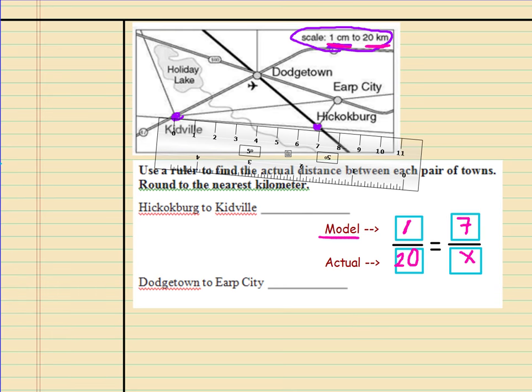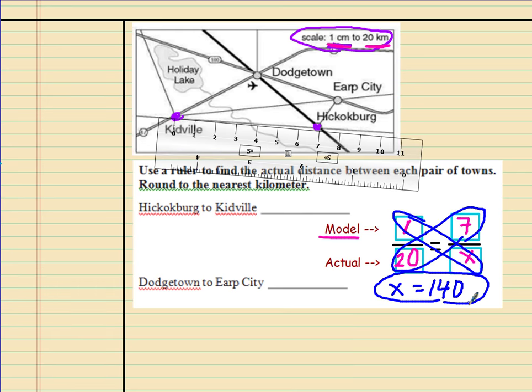Now we have this proportion, and all of you should be very familiar with solving proportions now. We can go ahead and cross multiply. 1 times x is 1x, or we can just write x. 20 times 7 is 140, and since x is already by itself, this is our answer. We just have to put in the units. The units is kilometers, so 140 kilometers.